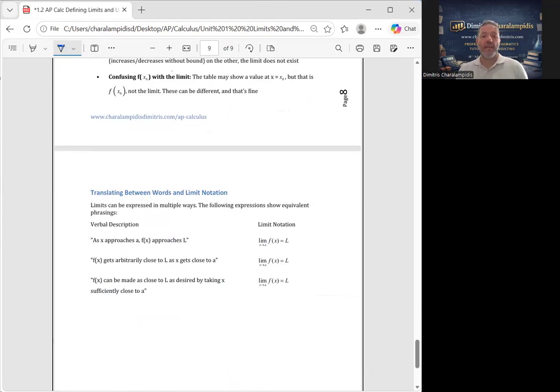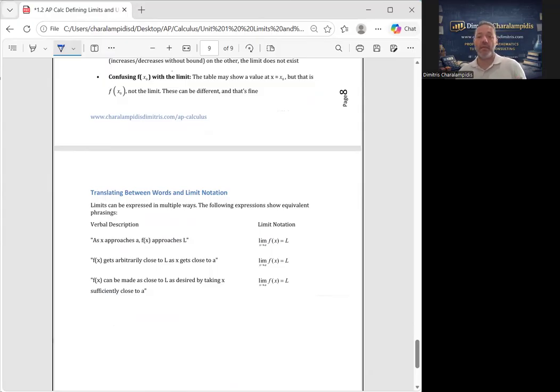And finally, let's do some translation between words and limit notation. We have the verbal description and the limit notation. As x approaches a, f of x approaches L. We would write that in limit notation as lim f of x equals L, and then below, x approaches a. F of x gets arbitrarily close to L as x gets close to a. It's the exact same thing.